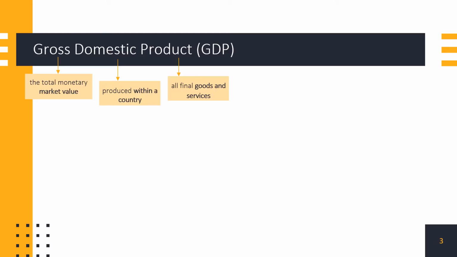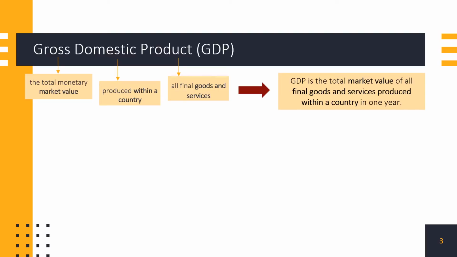Now, if you put these three terms together, we get the definition of GDP, which is the total market value of all final goods and services produced within a country in a particular time period, usually 1 year. Now, it is important to know the characteristics of GDP.